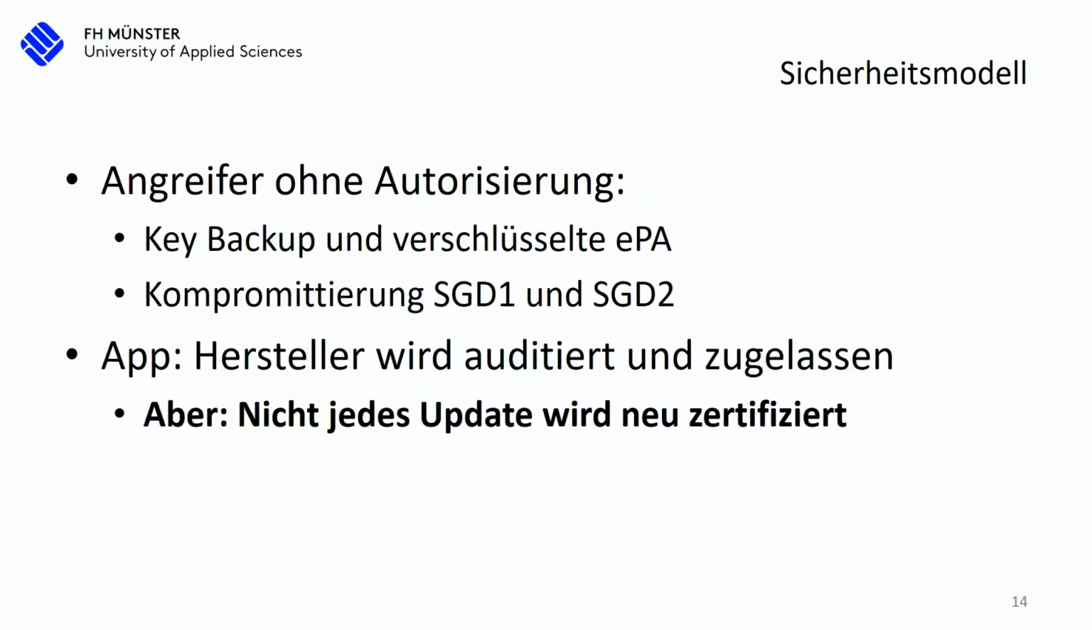So what happens if you have an attacker without authorization? So back 2 days, you have two problems. Technically, you would need a key backup and the encrypted EPA. And then you would have to break both SGD1 and SGD2 to get both keys. So they actually have put in a mechanism that even if you lose the key, they still can audit and do it.